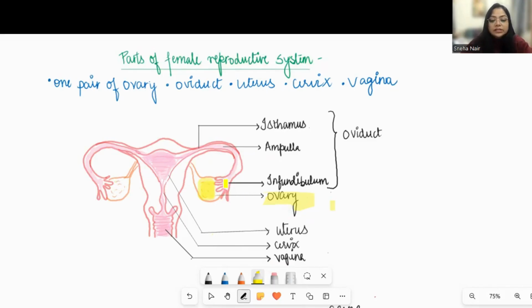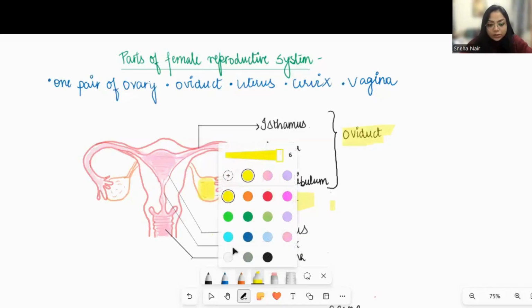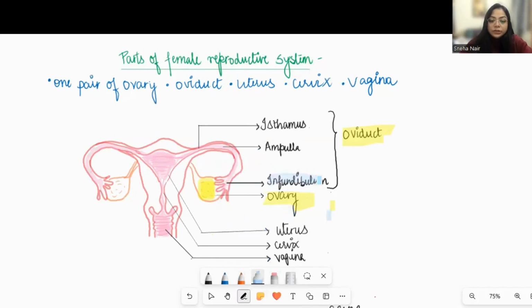And then there is the oviduct. As you can see, the oviduct is divided into 3 different parts. The infundibulum, I am marking it with a blue marker. So the infundibulum, the ampulla, and the isthmus are various parts of the oviduct. We will discuss further in this lecture, but for now, the oviduct is also called the fallopian tube, and it consists of 3 parts: infundibulum, ampulla, and isthmus.